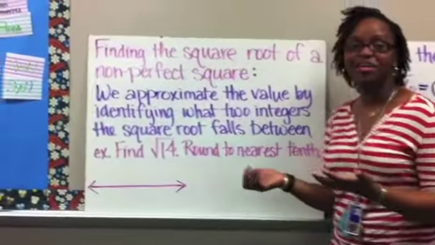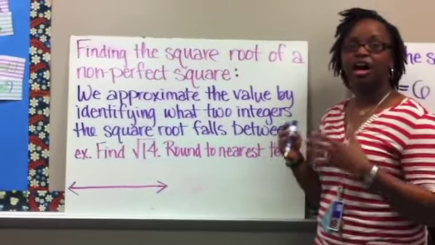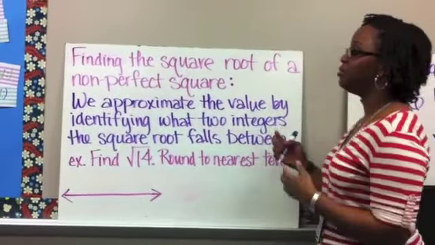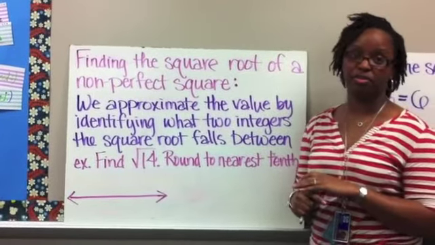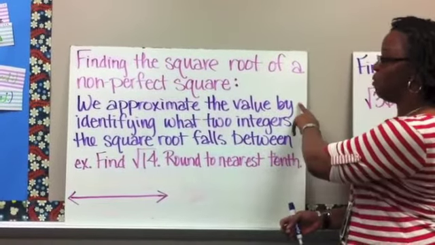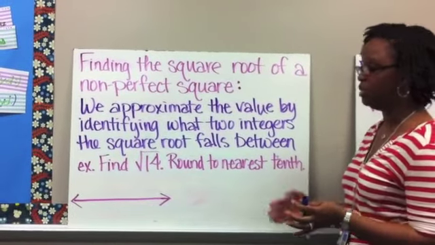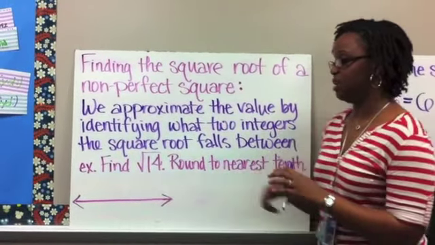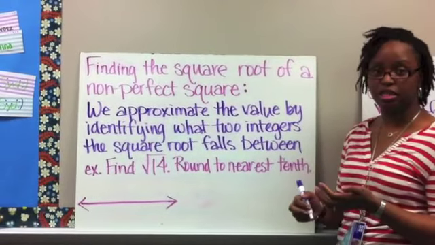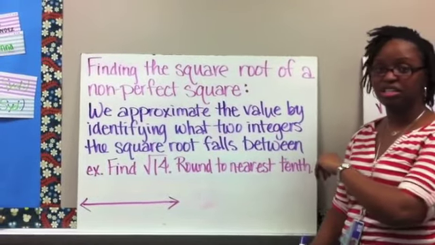Okay? All right, so we're not always looking for the square root of a perfect square. Sometimes we have to find the square root of a non-perfect square. And when we're doing that, we have to approximate the value by identifying what two integers that square root would fall between. So let's take this first example. We want to find the square root of 14, and we're going to find that rounded to the nearest tenth.